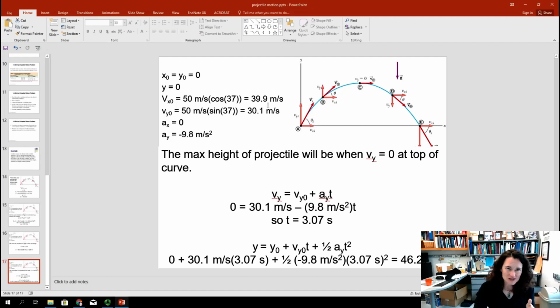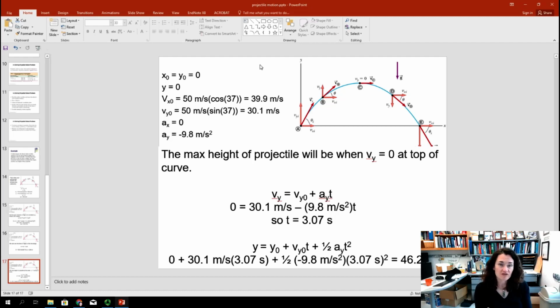But I can't use the 6.14 seconds that I solved for earlier because that's where the projectile is over here lying on the ground. So I need to solve for a new time, and I need to know what the time is when it's at the top of its trajectory. To do that, I know that the final velocity in y is 0 at the top, and I have the initial velocity in y, and I know the acceleration, so I can use the equation Vy is equal to Vy naught plus Ay times t.